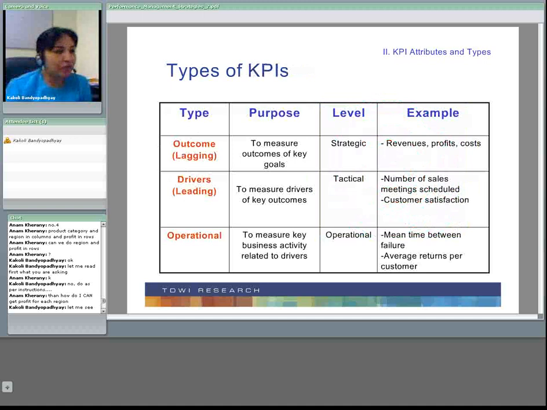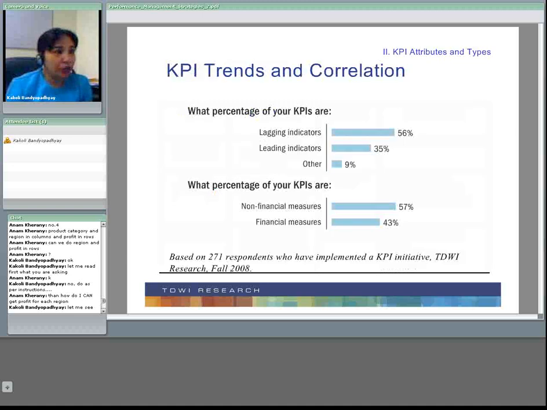The different types of KPIs can be outcome, drivers, and operational. The level would be strategic for outcome, tactical for drivers, and operational for operational. Look at the purpose: to measure outcomes of key goals, to measure drivers of key outcomes, to measure key business activity related to drivers. And if you look at the examples, an outcome KPI can be revenue, profit, cost. The drivers can be number of sales meetings scheduled, customer satisfaction. Examples of operational KPIs would be mean time between failure, average returns per customer, and so on.